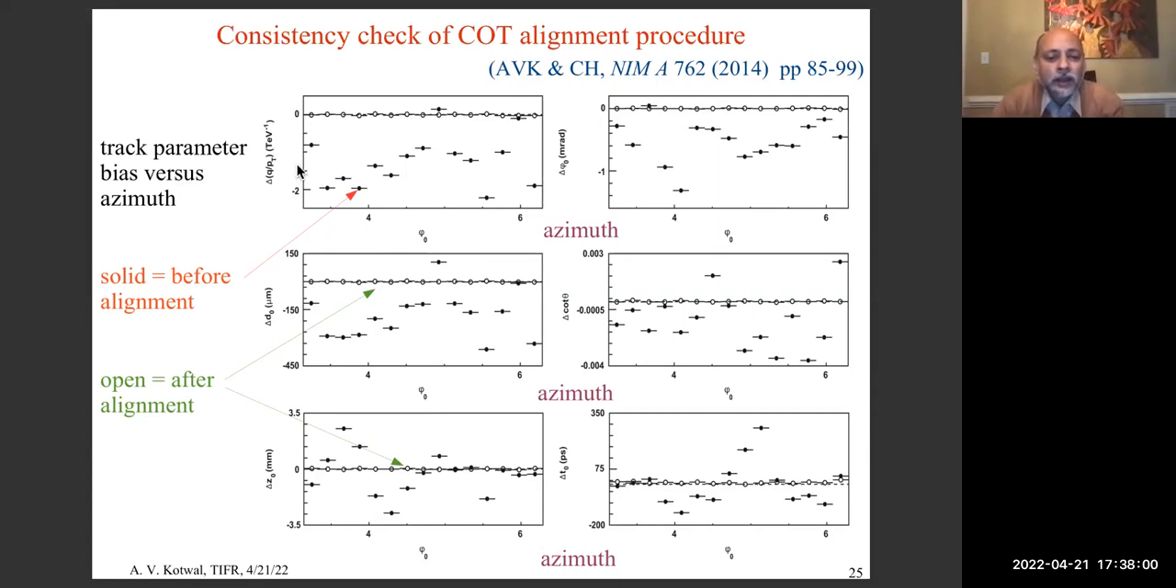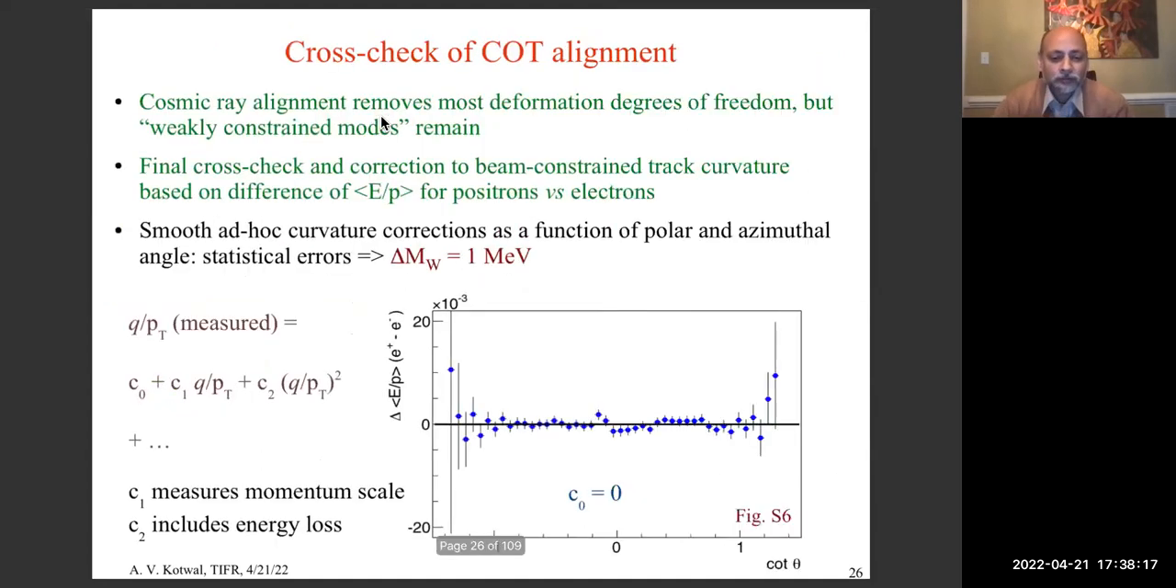And this is the variation before alignment. The open circles are the residual little variation after alignment. In the paper, we have a zoomed version of these points, so you can see, to the extent the cosmics are sensitive to some biases, can we see any remaining biases? So the conclusion was no.